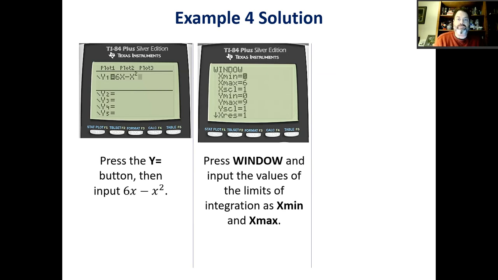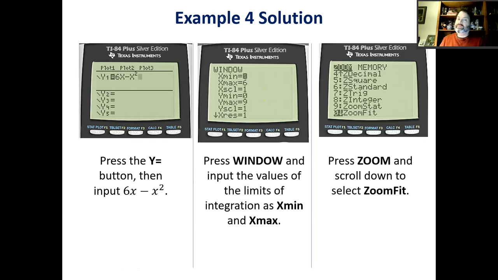So for this problem, for the integral we're doing an example for, we were integrating from 0 to 6. So you plug in x minimum is 0, x maximum is 6. The rest of it, don't worry about. We'll deal with the rest of it later. Just put in 0 and 6. So if you want to work through this with me right now, just go ahead and pause the video. But I'm going to keep going.